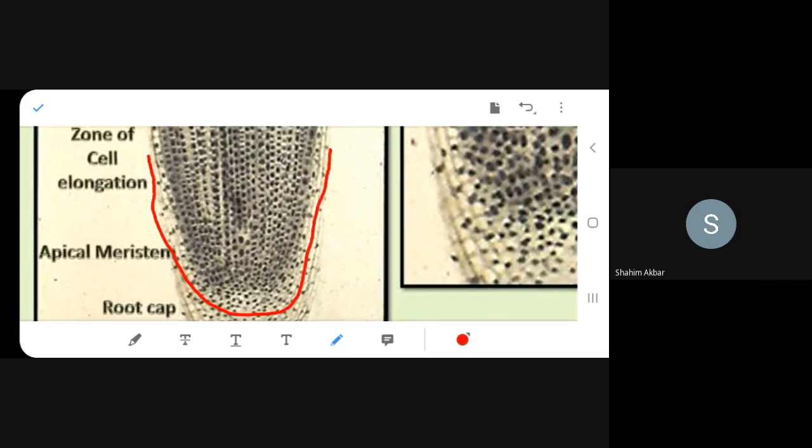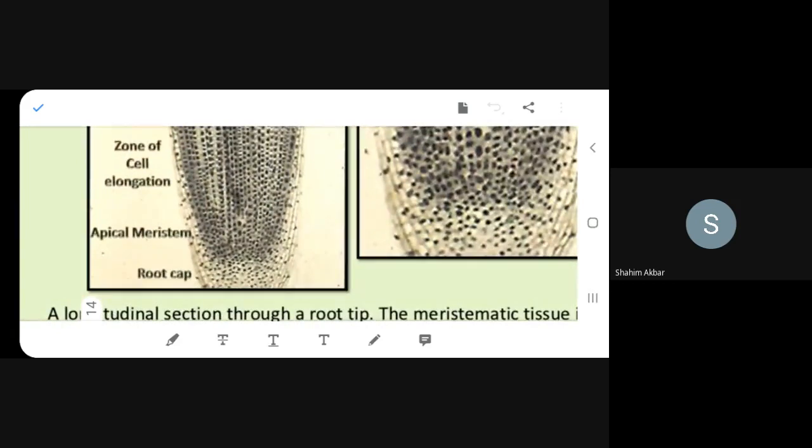This is the root apex. Okay, this is a root apex where you can see all the cells dividing. Small cells, you can see they are dividing. Now, hope you have understood this question.